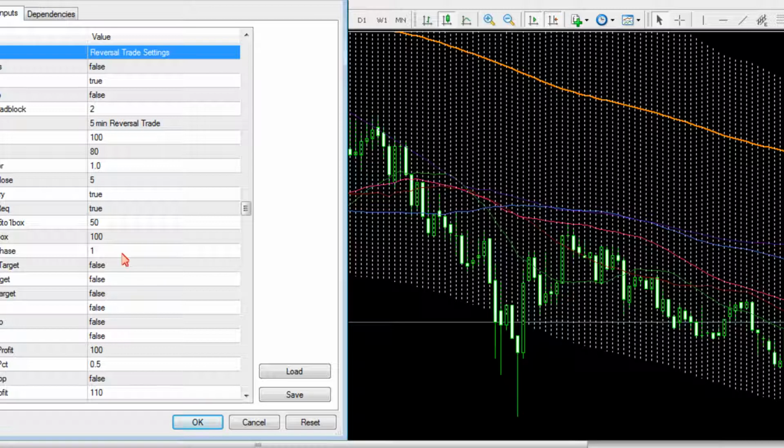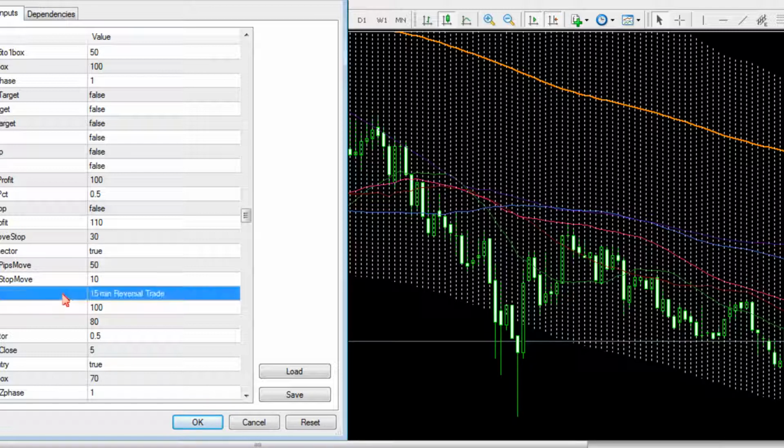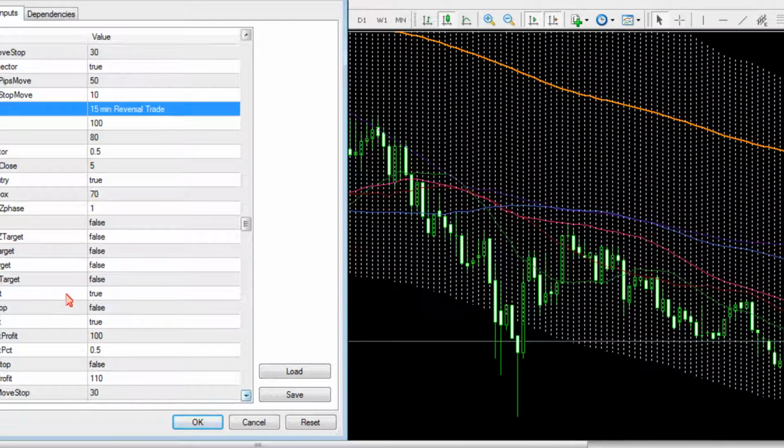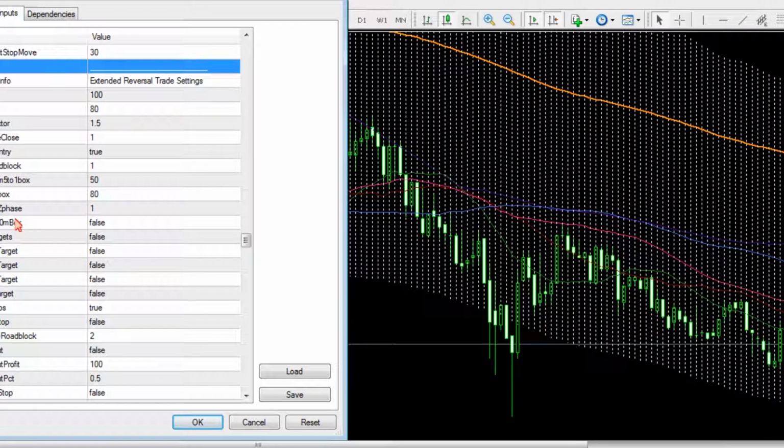So I've set all the targets to false. We're not doing any scale out. We're not doing a trailing stop. And we have the trade protector set to true at 5 and 1. The 5-minute reversal trade is allowed. You get a reasonable number. I don't allow the 15 again because the 10 pip stop's not going to be big enough. So the next trade setup is the extended reversal. As Cash says, these are the ones you never say no to.